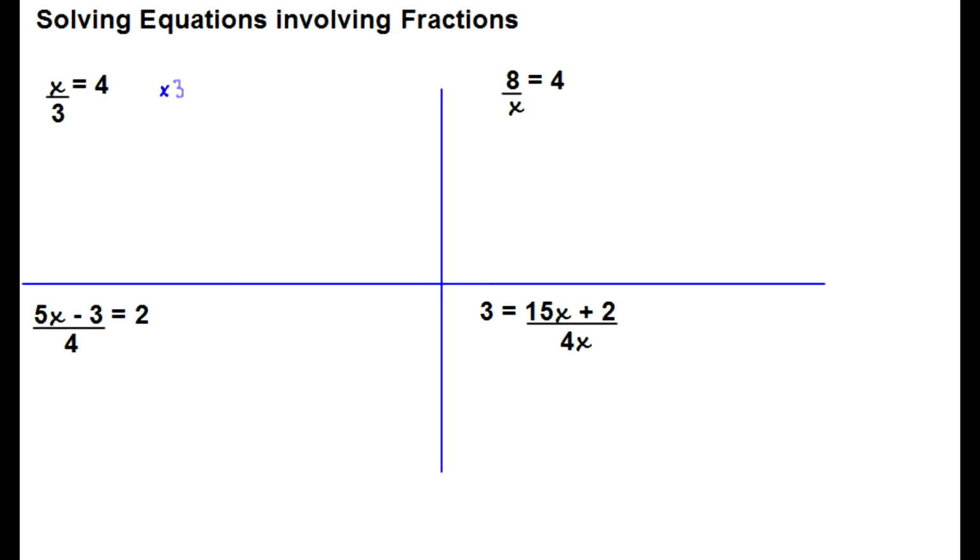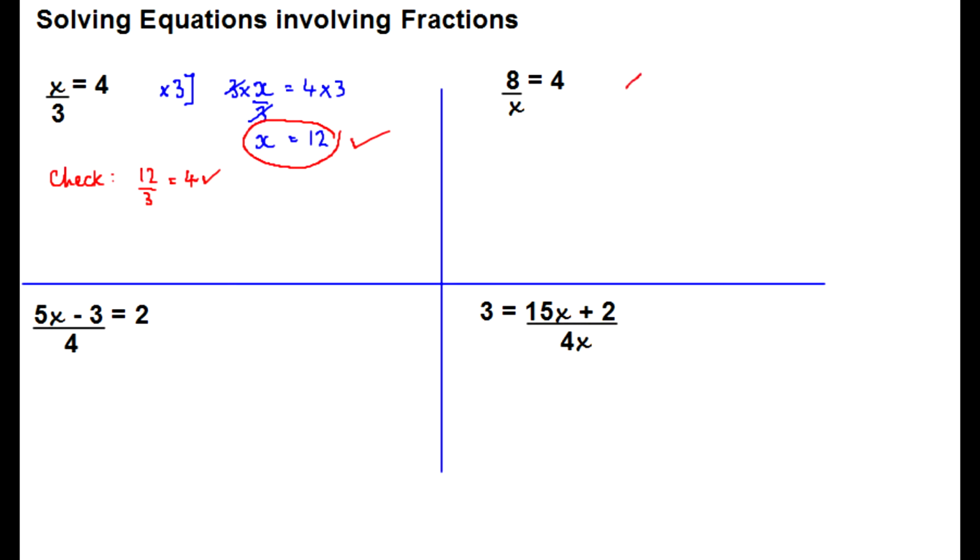I'm going to multiply both sides by 3, because on the left hand side, 3 times x divided by 3, the 3's cancel, I'm just left with x. And on the right hand side, 4 times 3 is 12, x is 12. We can check by substituting for x. So x is 12 divided by 3. 12 divided by 3 is 4, so that makes sense. So x is equal to 12 is the right answer.